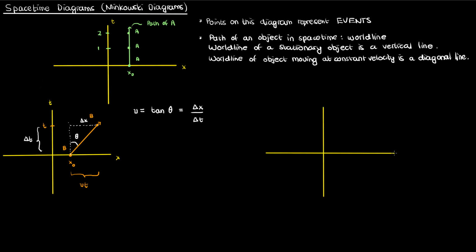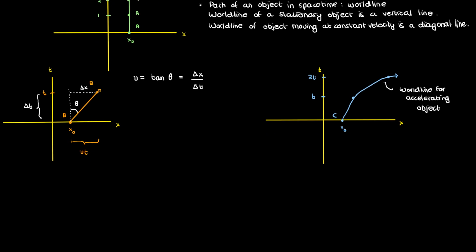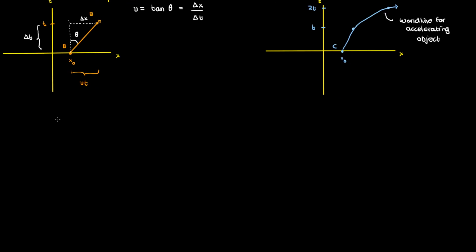And finally, let's suppose I have an object C that again starts out at x0 but is accelerating. So after a time t, it's over here, but after a time 2t, it's traveled a farther distance because its velocity is increasing. Object C is accelerating. In this case, the world line for C will be curving over this way to the right. So that should cover some really basic stuff about spacetime diagrams in one spatial dimension.